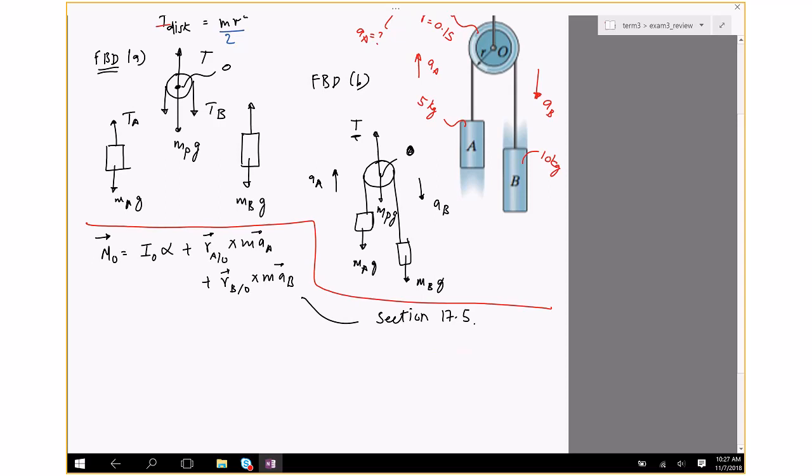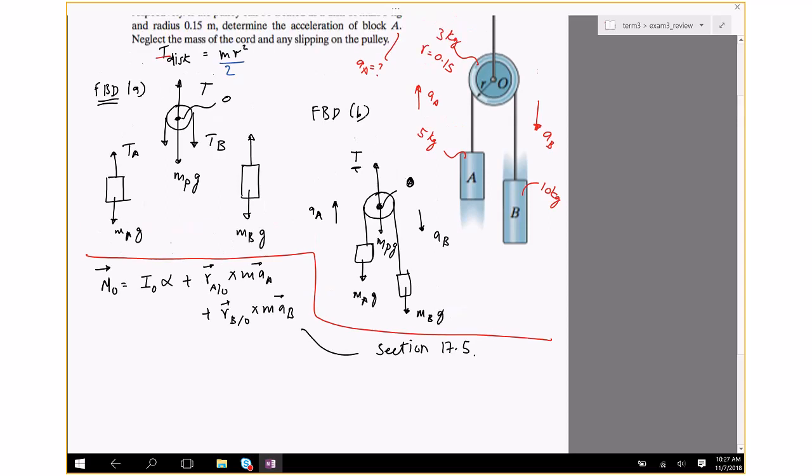So the moment about O, well, from the free body diagram, we can see that there are four forces. There's capital T, there's m_P g, but both those forces pass through O, so they do not have any contribution. So the two forces that are left are m_A g and m_B g. So let's write the moment due to m_A g and m_B g. We move things a little bit around so it's on one line.